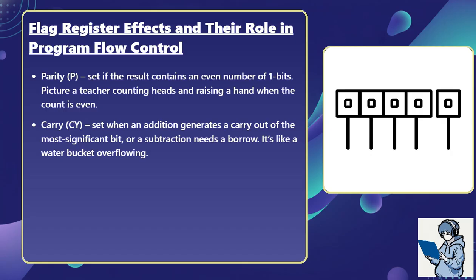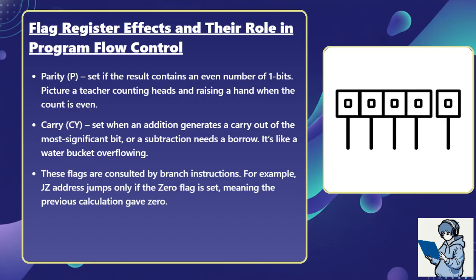Carry, CY, set when an addition generates a carry out of the most significant bit, or a subtraction needs a borrow. It's like a water bucket overflowing. These flags are consulted by branch instructions. For example, JZ address jumps only if the zero flag is set, meaning the previous calculation gave 0.